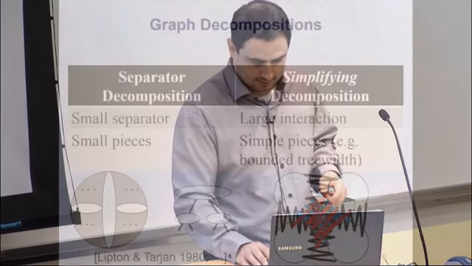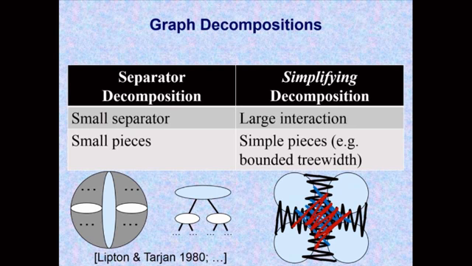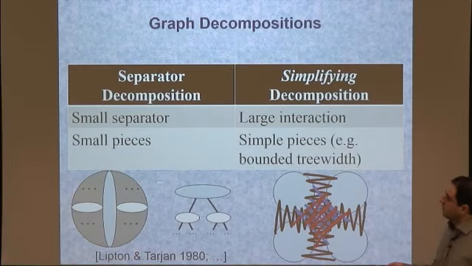More precisely, all of these separator decompositions find small separators, and they continue such that we get small pieces. Now, what do we want to do here? We want to do a simplifying decomposition. Essentially the same idea, but maybe we can do more than that.